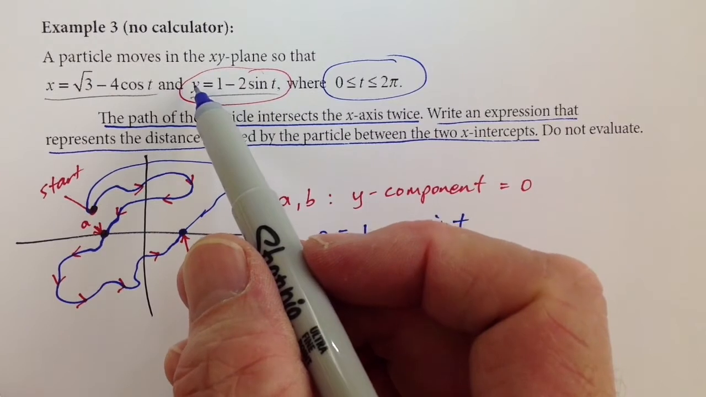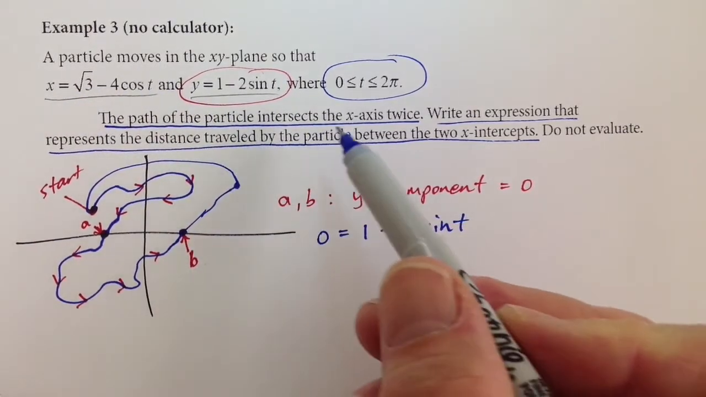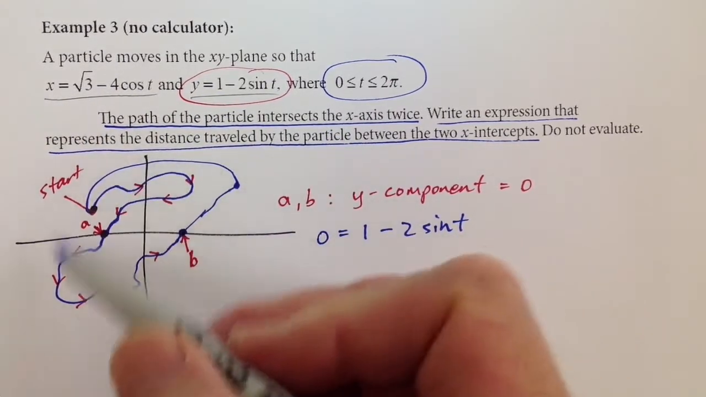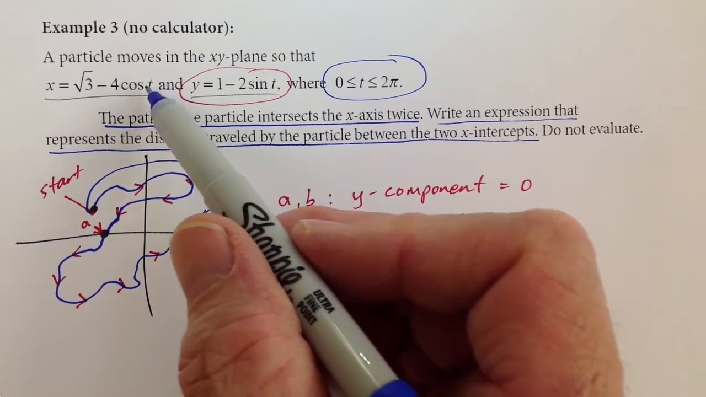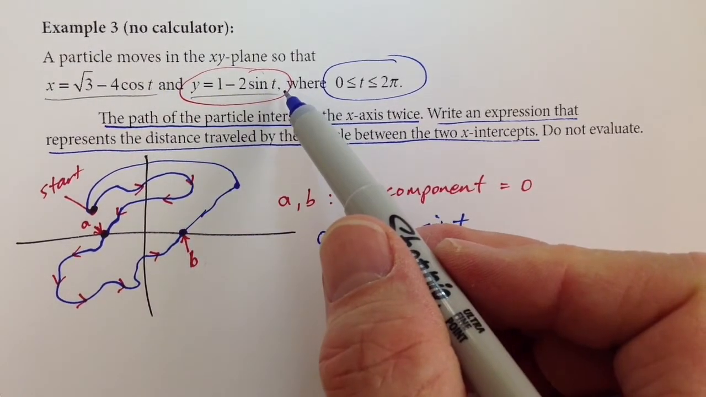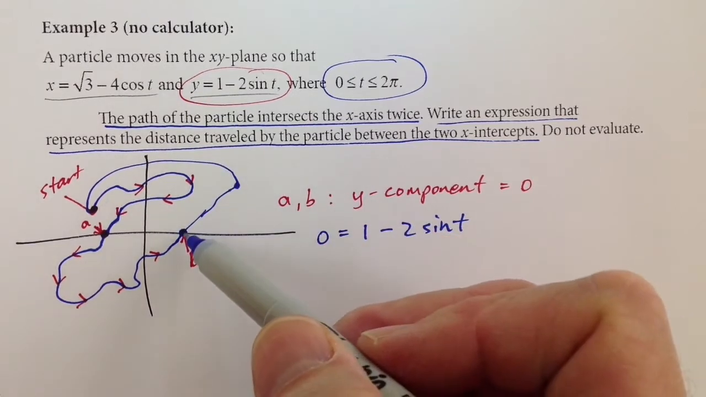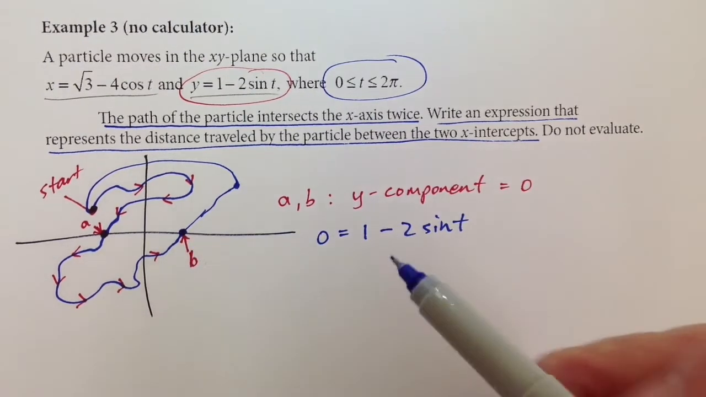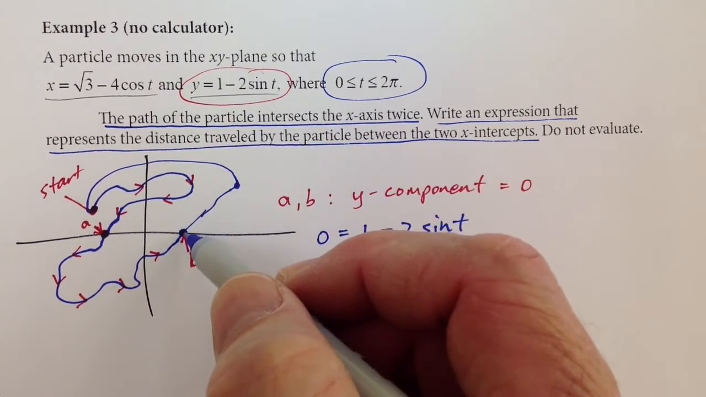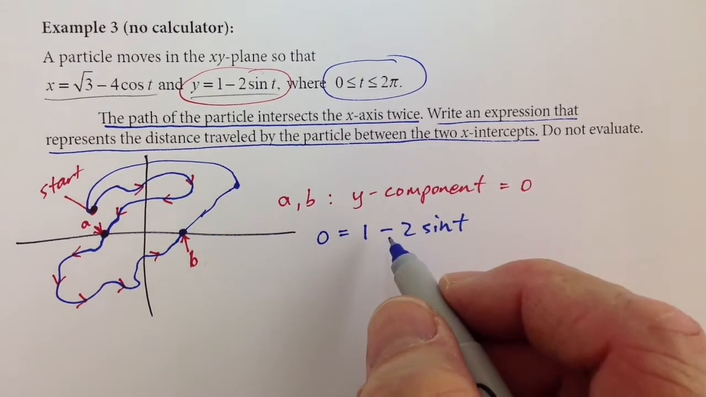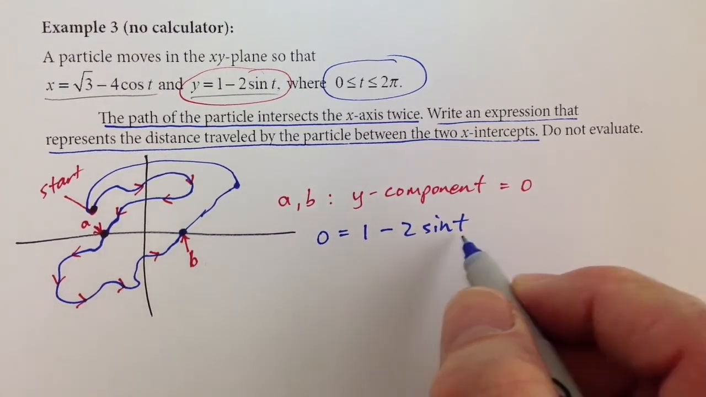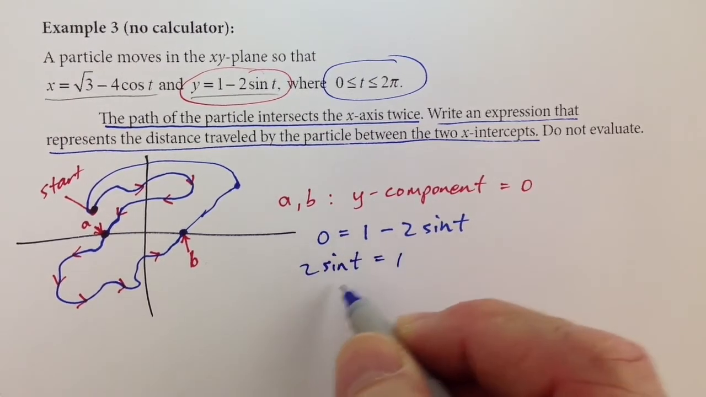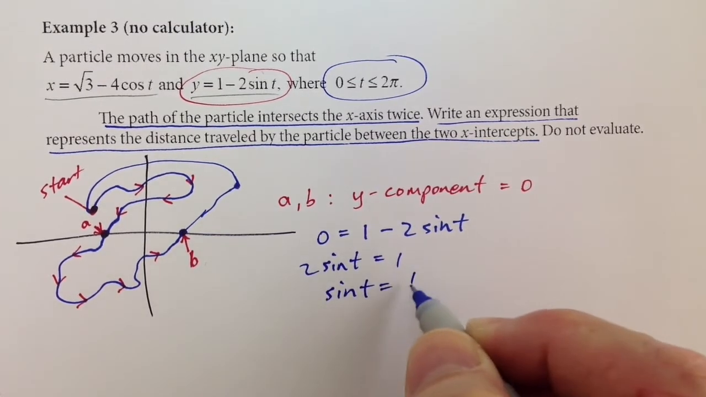And why is that? Because x and y are the coordinates of the points around the curve based on whatever time t. Well, at a point where the curve crosses the x-axis, the y position is 0. So when y is 0, it has no height, so it's on the x-axis. Solving this equation by adding 2 sine t to both sides, we have 2 sine t equal to 1, so the sine of t is equal to 1/2.